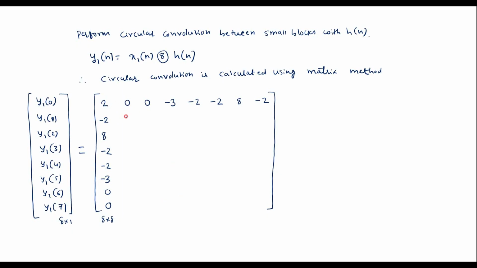So now write this 2 here. This 0 should be written here. This 0 should be written here. Diagonally we are supposed to represent the values. This is minus 3. Write this minus 2 here, this minus 2 here. This 8 is supposed to be represented here. This process is to be continued. This is minus 2. Here it is 2. Here it is 0. Here it is 0. Here it is minus 3. Here it is minus 2, minus 2. This is 8, minus 2, 2. This is 0, this is 0. This is minus 3 and this is minus 2.